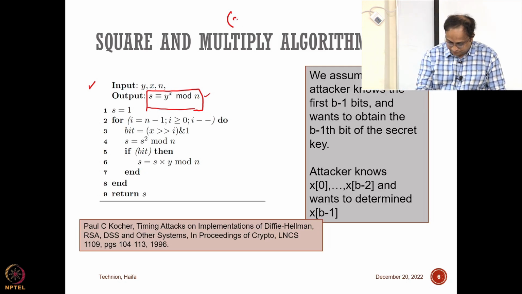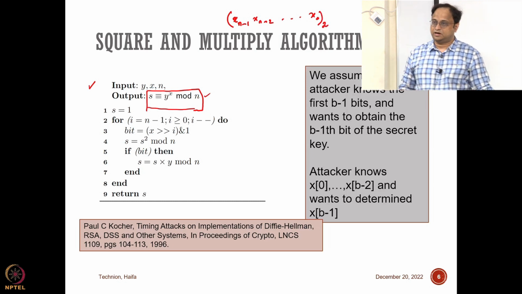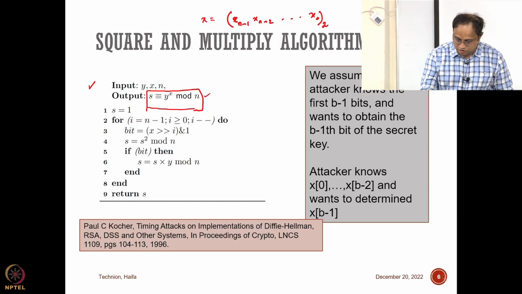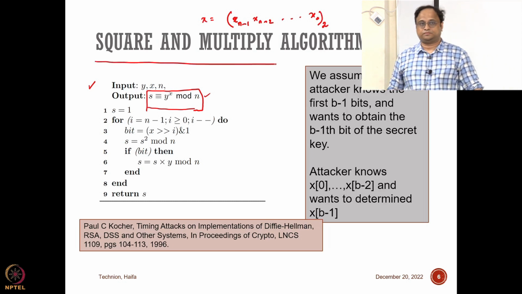Okay, yeah. So you write down this as say xn minus 1, xn minus 2, and so on till x0. This is your binary encoding of x, right? And then you apply an algorithm which is called a square and multiply algorithm. So what does square and multiply do?